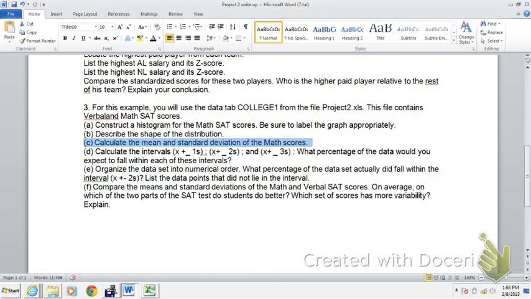Okay, so I think that once you've sorted the data from smallest to largest and you've organized it, you'll be able to answer what percent of the data lie within plus or minus 2 standard deviations of the mean, and list those data points that did not lie in the interval. I think you'll be able to do that on your own. And then part F, compare the means and standard deviations of the math and verbal SAT scores. On average, on which of the 2 parts of the SAT do the students do better, and which set of scores has more variability? Well, let's just go back and take a look at what we have so far.